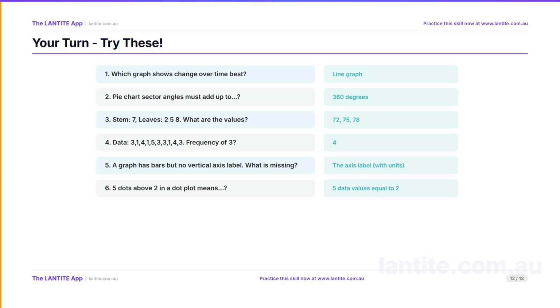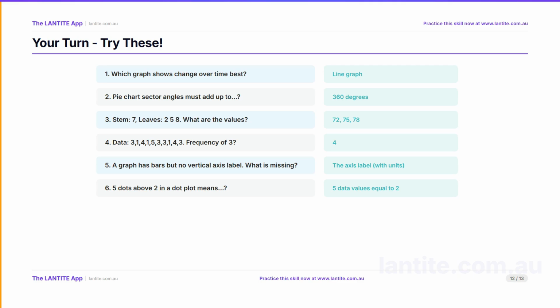Now it's your turn. Pause the video and try these 6 problems. Problem 1. Which graph type is best for showing how temperature changes over a week? Problem 2. In a pie chart, what must all the sector angles add up to? Problem 3. Given the stem 7 and leaves 2, 5, 8, what are the 3 data values?